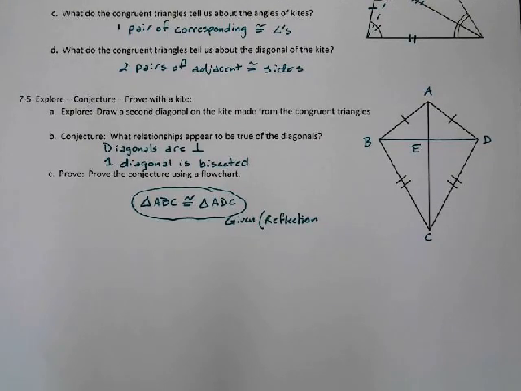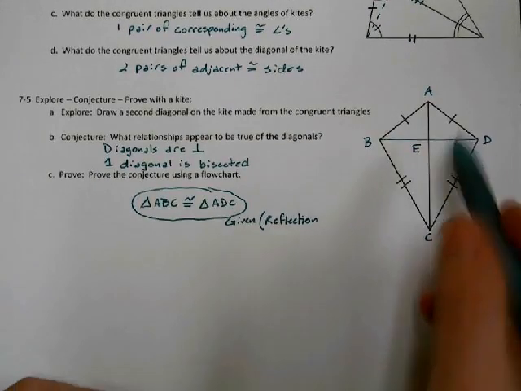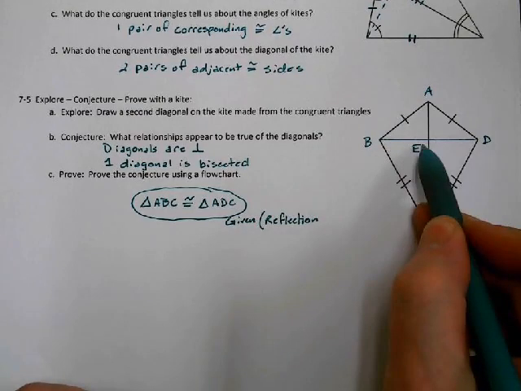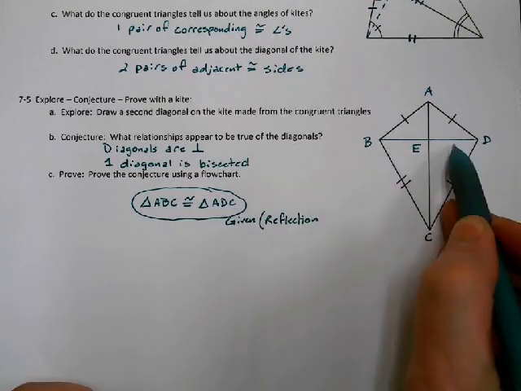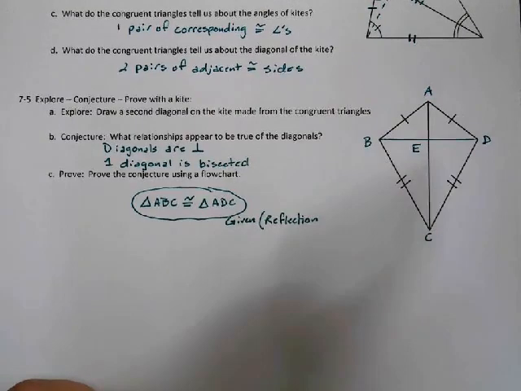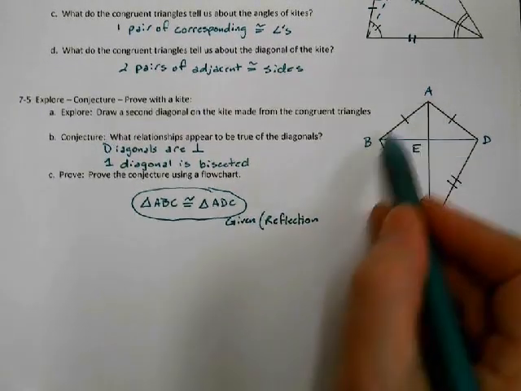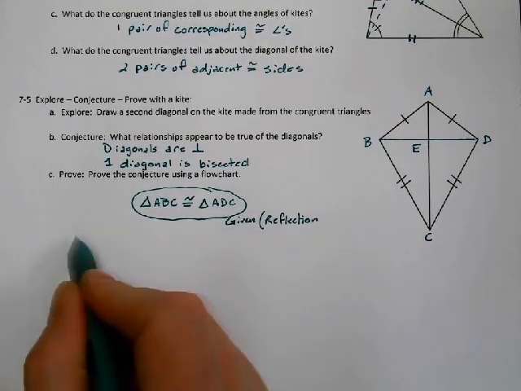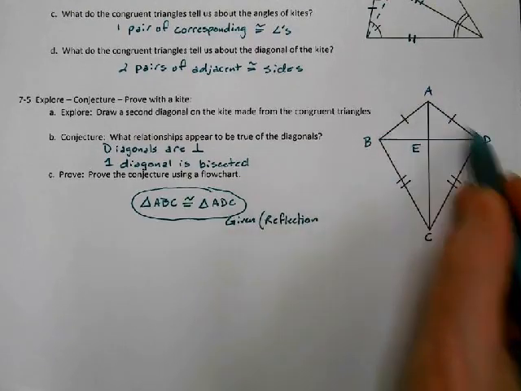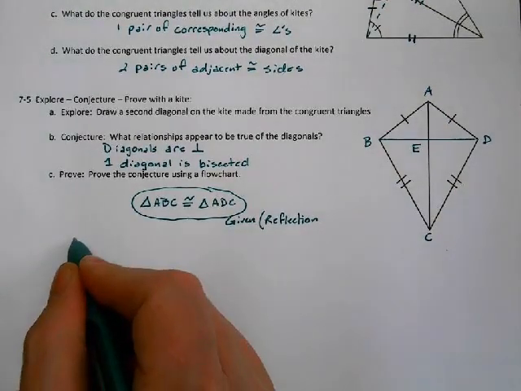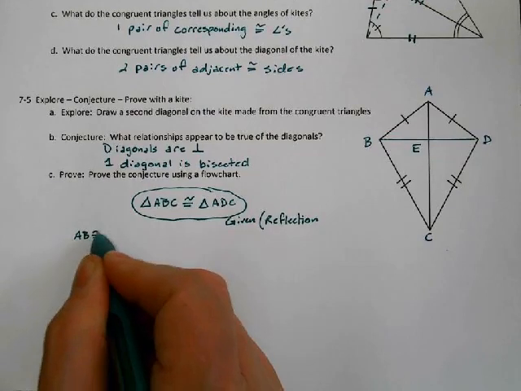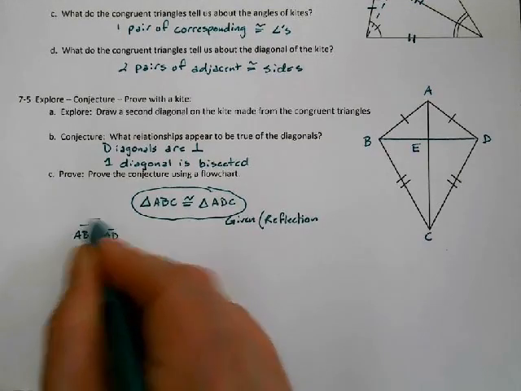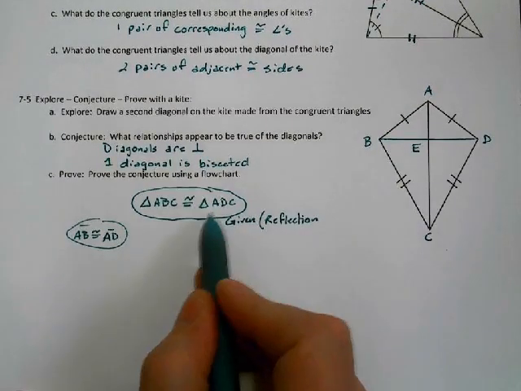So here's what we're going to do. We're going to start by proving that this diagonal is bisected. If they're bisected, then this side's congruent to that side. That's what a bisector means, right? All right, so since I know this triangle is congruent to this triangle, here's some of the things that I can say. First of all, I can say that AB is congruent to AD, because they're corresponding parts of congruent triangles, right? These two triangles are congruent, and those are corresponding parts. So that's CPCTC.